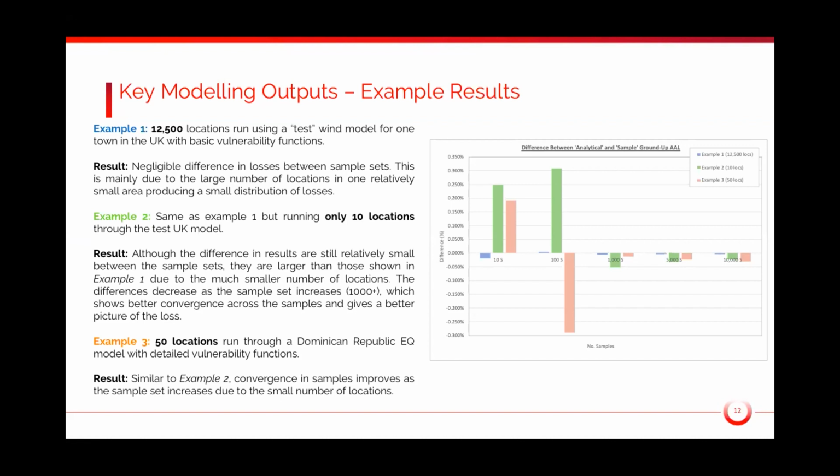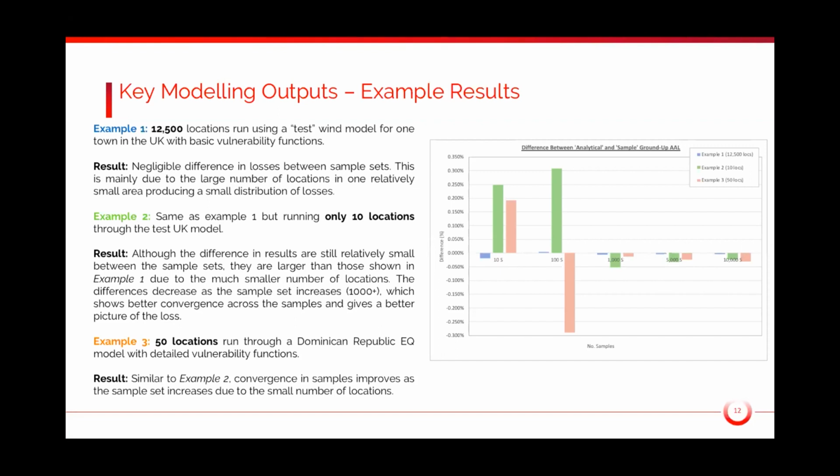And then we move to example 2, which is shown in green here. This was the same test UK wind portfolio, but only for 10 locations rather than the 12,500. As you can see, after running 100 samples, from 1,000 samples onwards, the green bars are quite small. So the losses between each sample set are quite small. This shows there's good convergence in samples the more samples you run, because you've only got 10 locations. The differences in results are larger when you're running fewer than 100 samples.